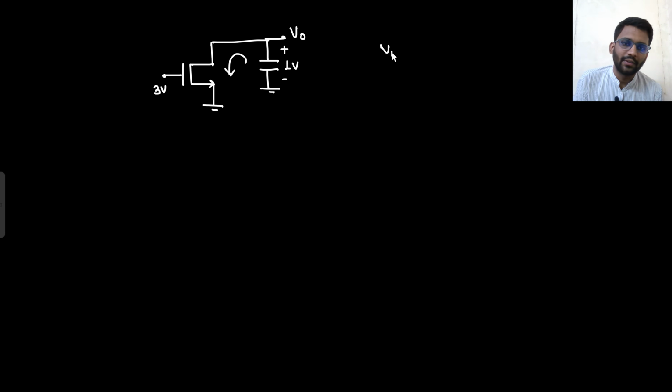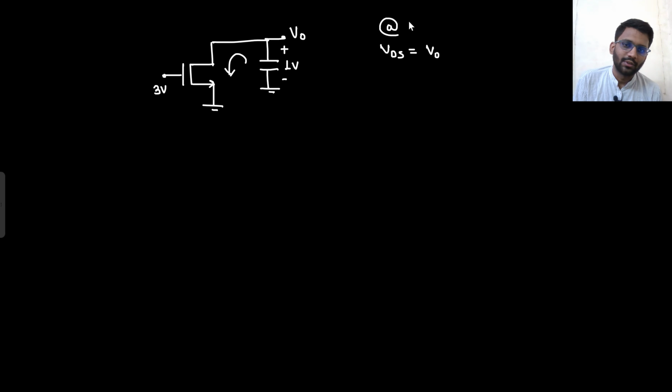Vin is 3 volt. This is grounded. Capacitor is at 1 volt. And this is your V naught. What will happen? The current will flow, right? Say yes or no. What is the VDS value here? It is V naught. So VDS value is equal to V naught.